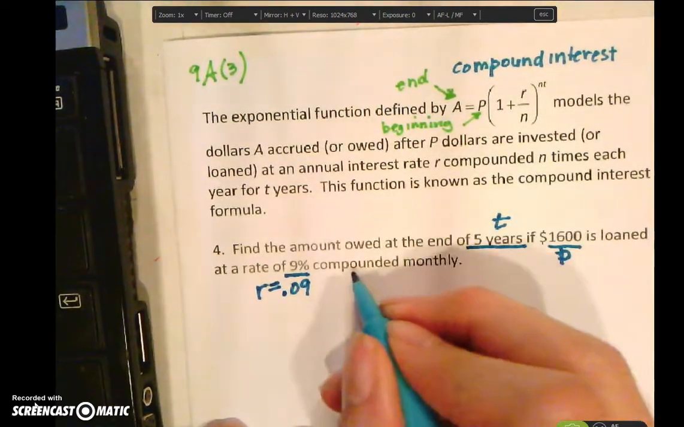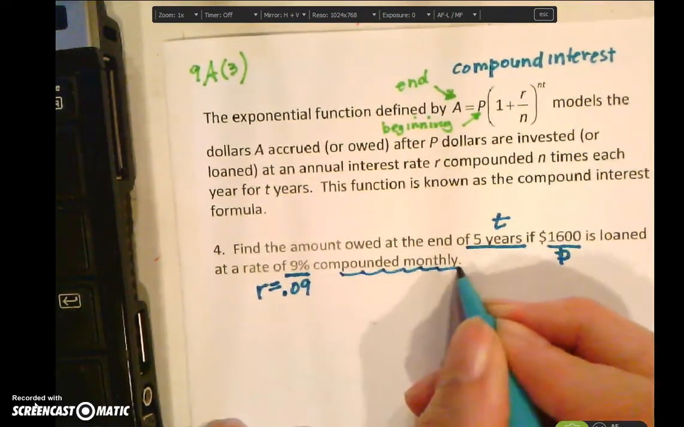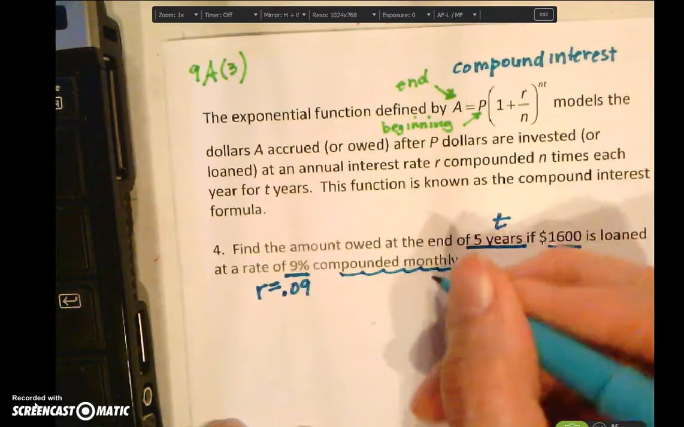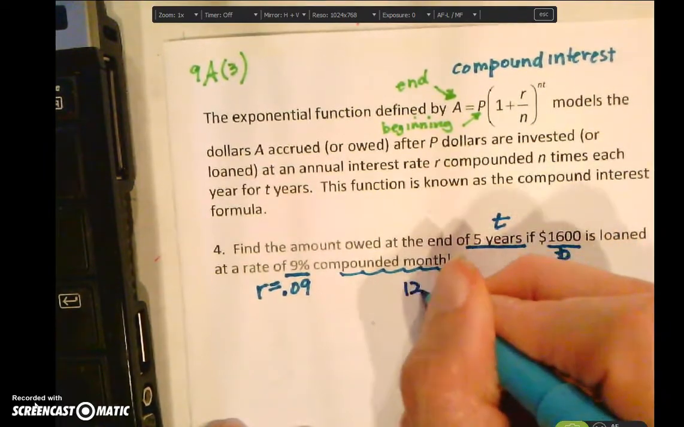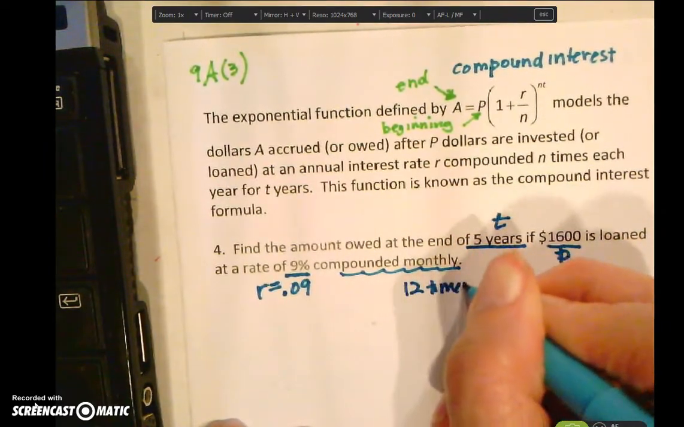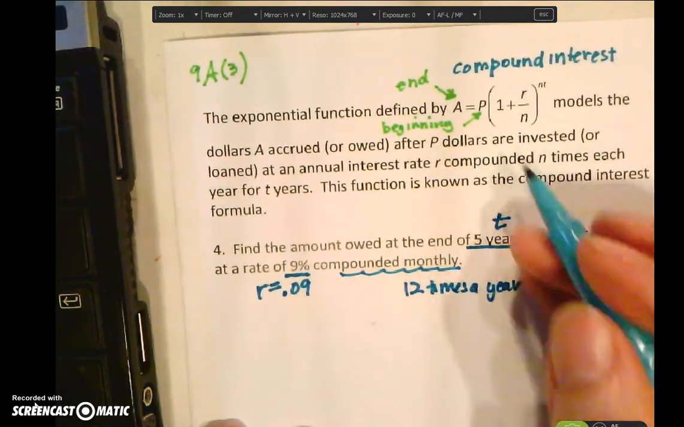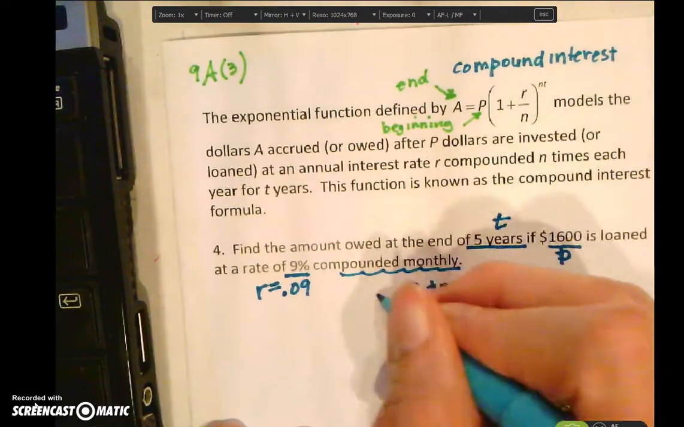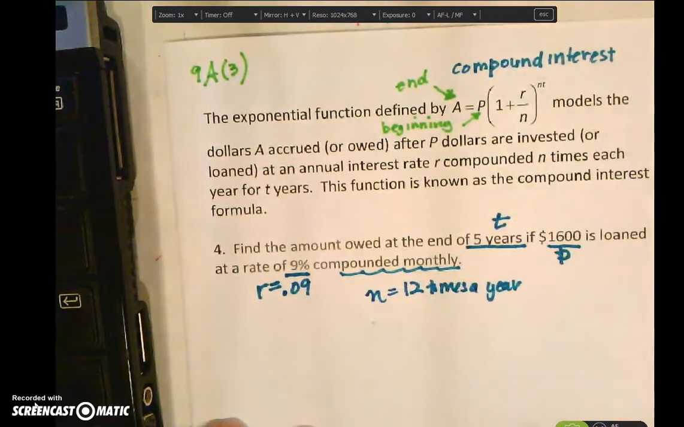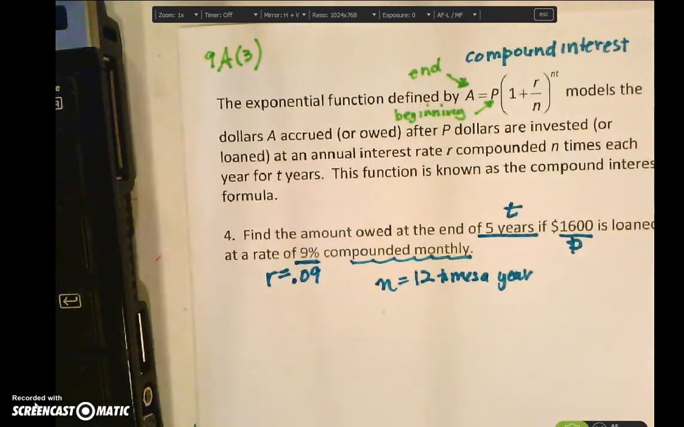And it's compounded monthly, which means it's compounded 12 times a year. So 12 is our N. So N is equal to 12. All right, so now let's use our formula and put that in.